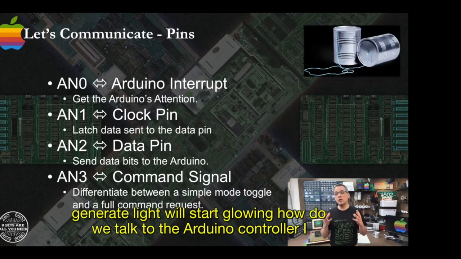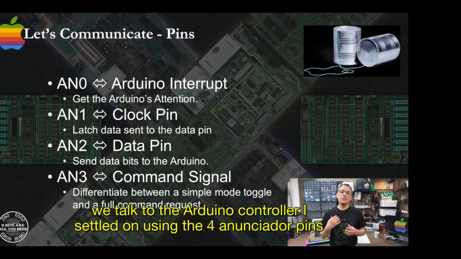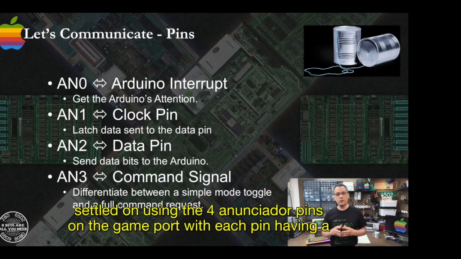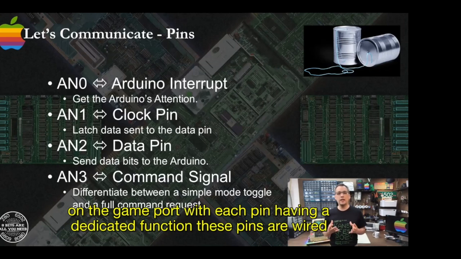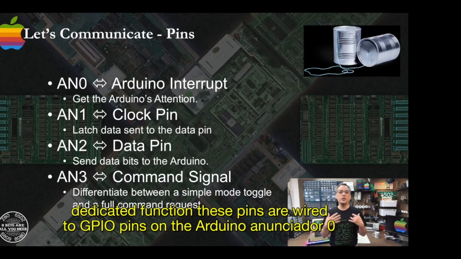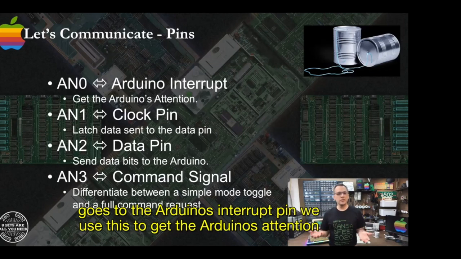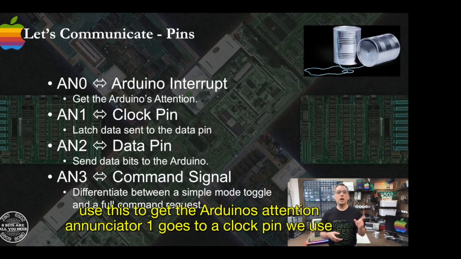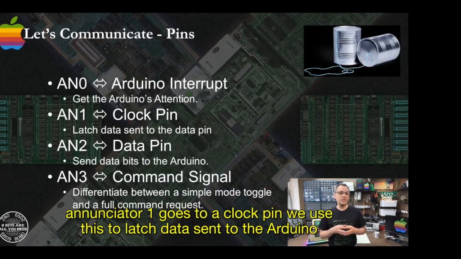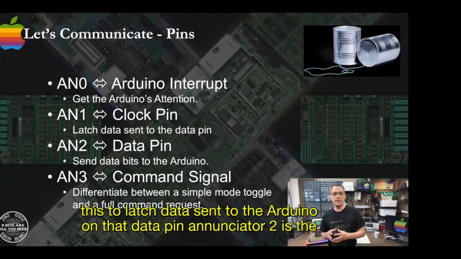How do we talk to the Arduino controller? I settled on using the 4 annunciator pins on the Gameport, with each pin having a dedicated function. These pins are wired to GPIO pins on the Arduino. Annunciator 0 goes to the Arduino's interrupt pin. We use this to get the Arduino's attention. Annunciator 1 goes to a clock pin. We use this to latch data sent to the Arduino on that data pin.